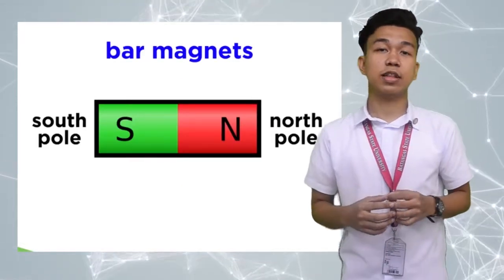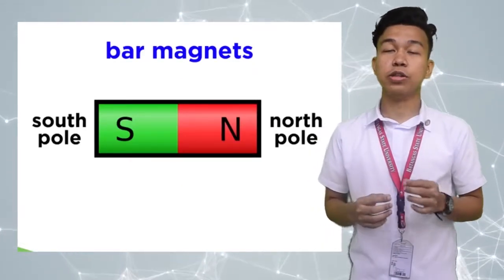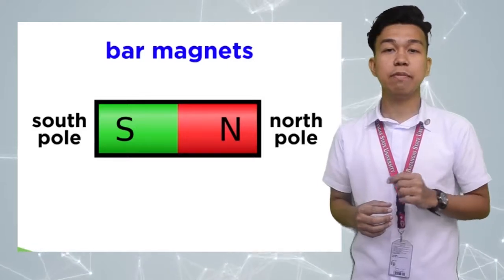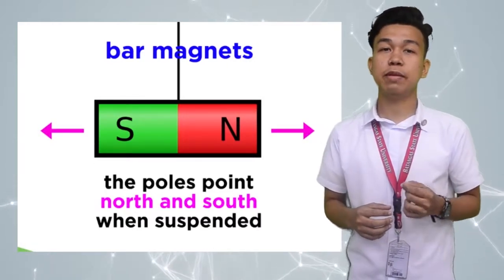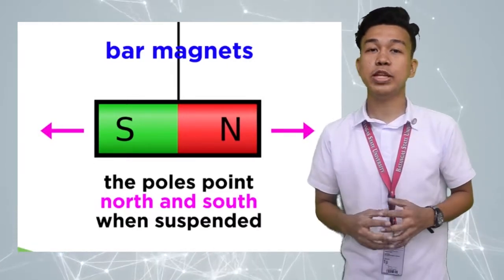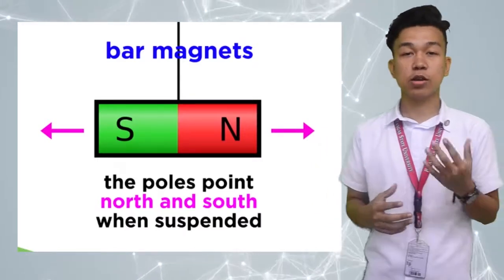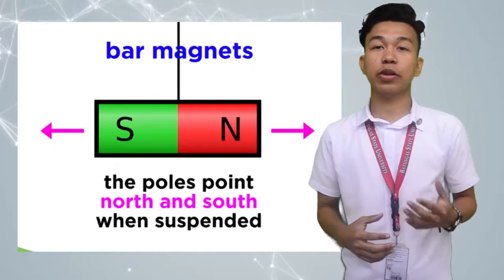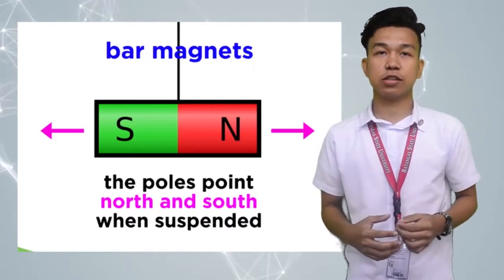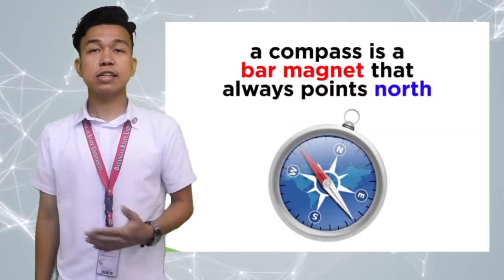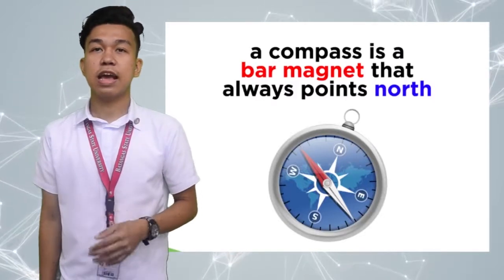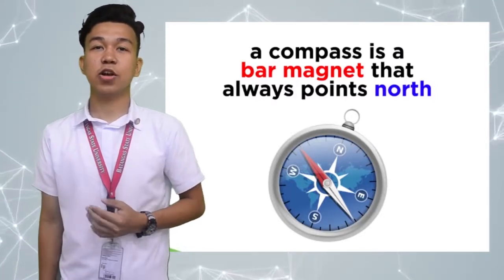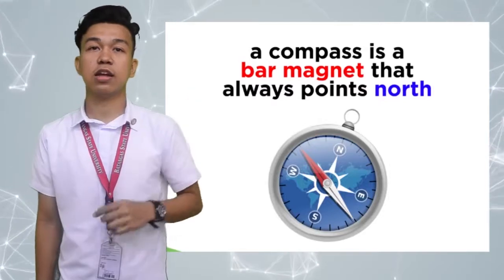Any bar magnet will have ends called poles. One will be the North Pole and one will be the South Pole, which were named as such because of the way a suspended bar magnet will orient with respect to the cardinal directions. This is how a compass works. It's just a magnetic needle that always points north.